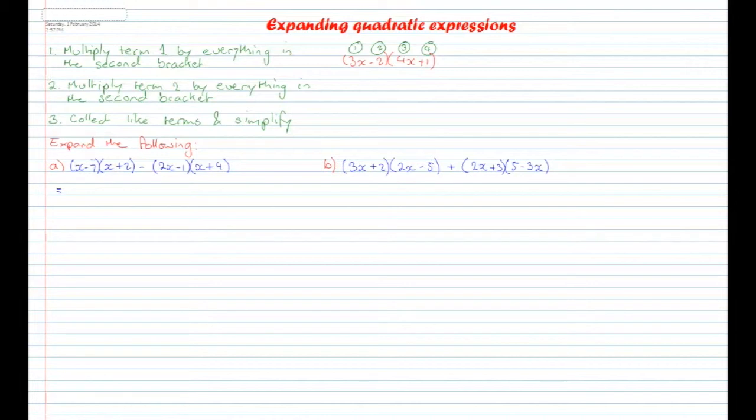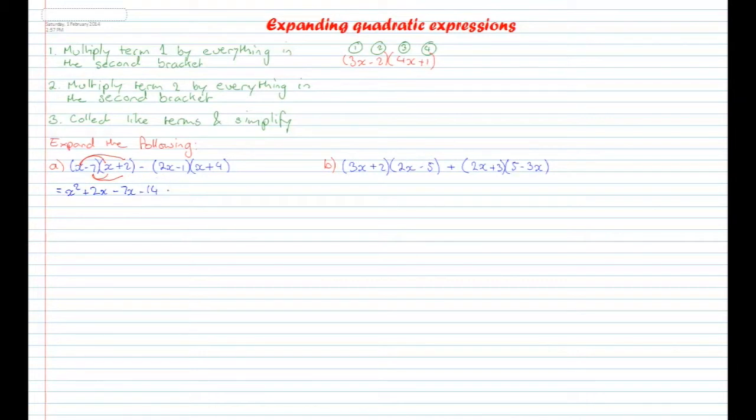So when expanding these brackets, we need to multiply the x by the x, getting us x squared, the x by the positive 2, getting us positive 2x, the negative 7 by the x, getting us negative 7x, and the negative 7 by the 2, getting us negative 14.